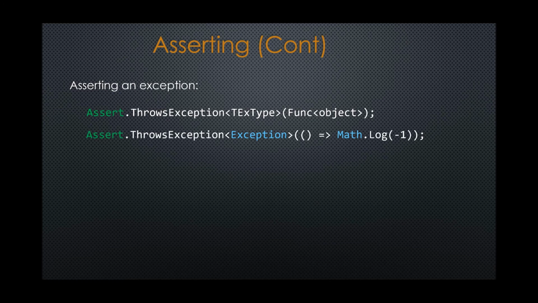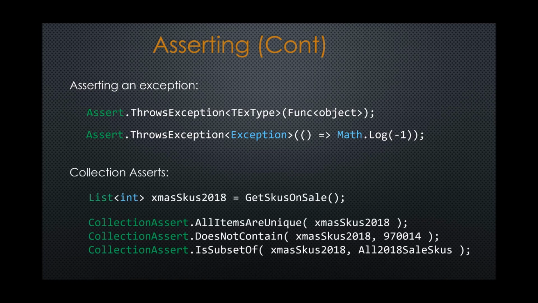Also, I notice many of our methods that return collections are not being properly tested. Generally, developers will call the method under test and simply verify that the returning collection has a count greater than 0. We can do better in the future, and the CollectionAssert class helps. For example, let's say we were testing the following API, GetSKUsOnSale, to verify the Christmas SKUs for 2018. We may want to check that all of the items in the collection are unique. This can be done with the AllItemsAreUnique method.